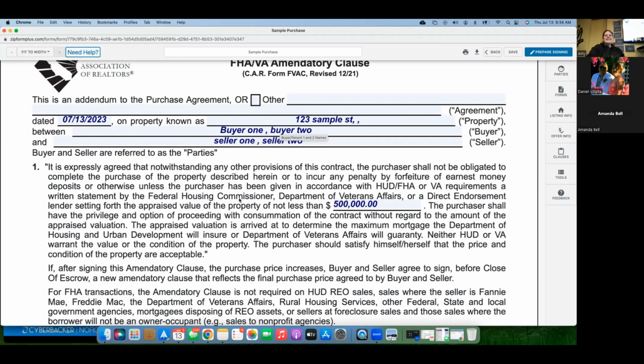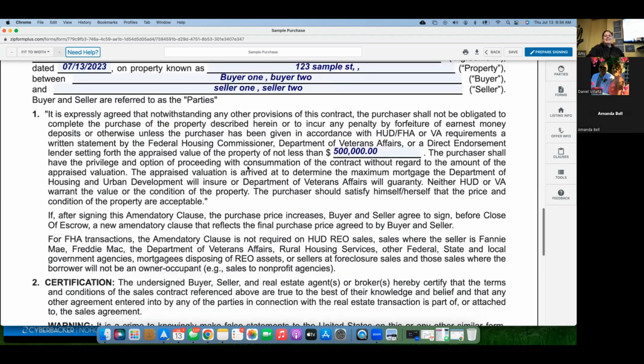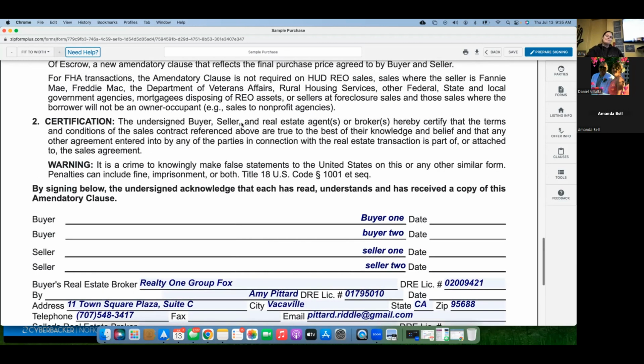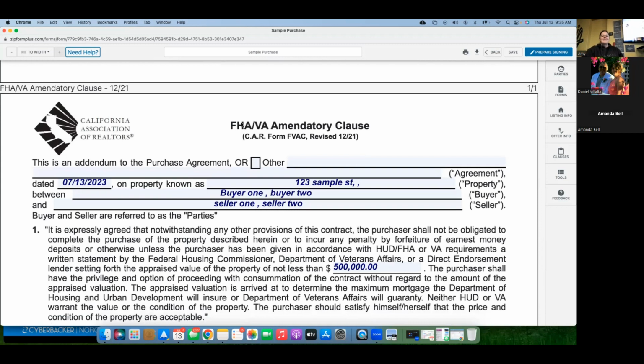Okay, so see at the bottom here, it is a crime to knowingly make false statements to the United States. This is a form required because those are both government-backed loans. Right. So that's their rights under using those government-backed loans. Yeah. Fill it out, but just know that, right? If you're a listing agent, and somebody submits a non-appraisal offer to you and they're using FHA or VA, they technically still have their contingency in there. Yep. Even though they've removed it.